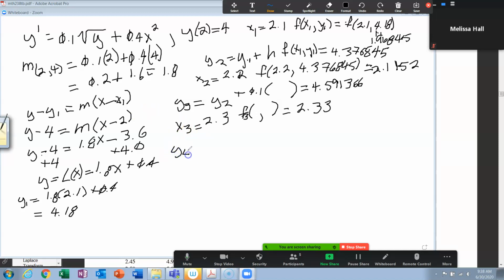y4 is equal to y3, which was our 4.59 and so on, plus, this is your recursion formula that we have right up here, 0.1, that was our h.